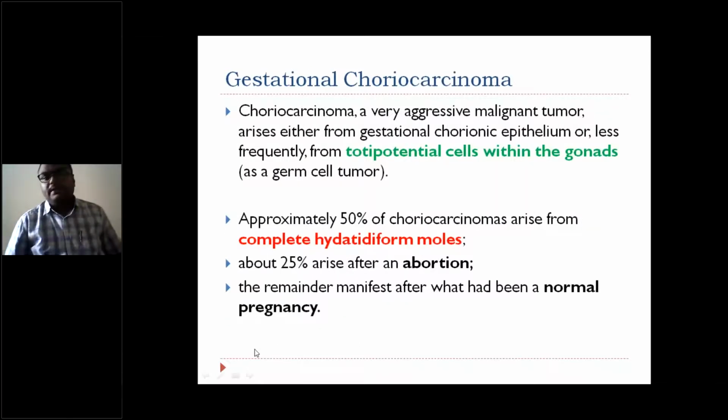Next is the gestational choriocarcinoma. It's a very aggressive malignant tumor, arising either from gestational chorionic epithelium or, less frequently, from totipotent cells within the gonads. We discussed this in the last class as a germ cell tumor, because sometimes within the gonads we have totipotent cells which differentiate into choriocarcinoma. Approximately 50% of choriocarcinomas arise from complete hydatidiform moles. About 25% arise after an abortion, whereas the remainder manifest after a normal pregnancy.